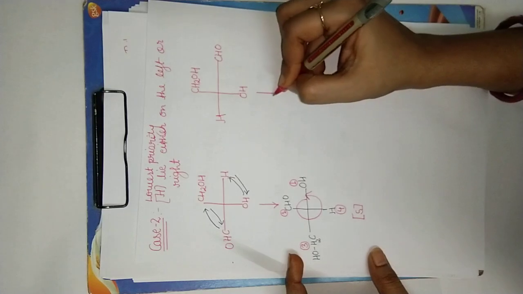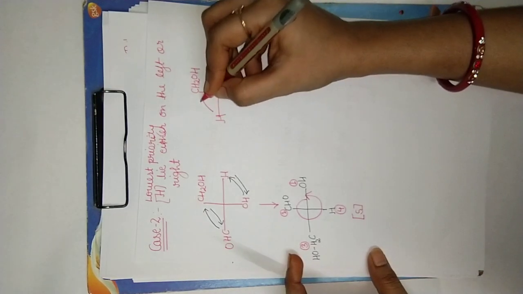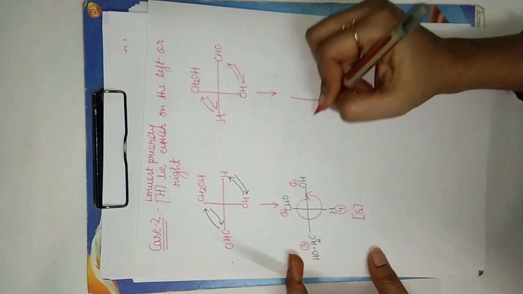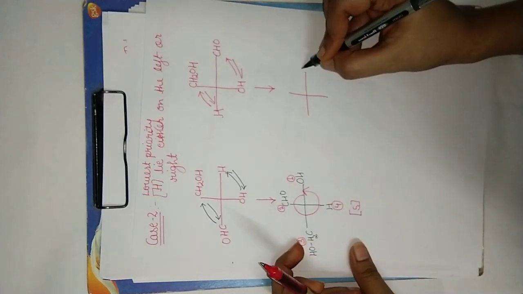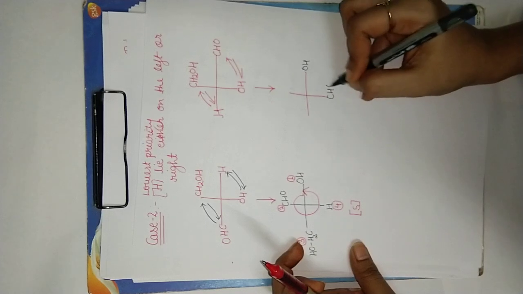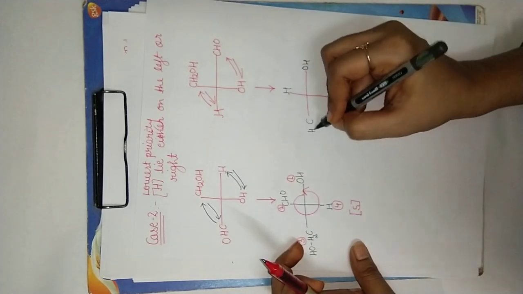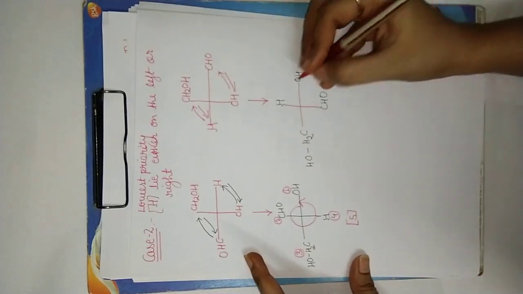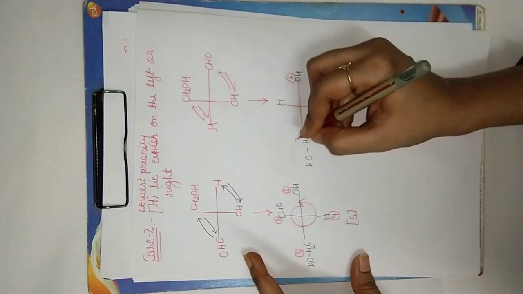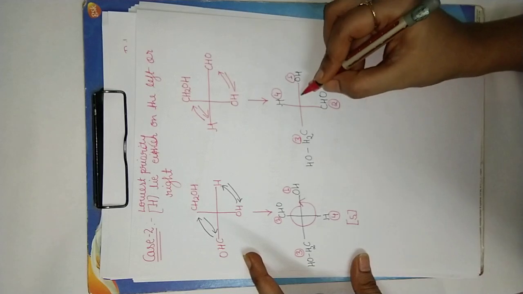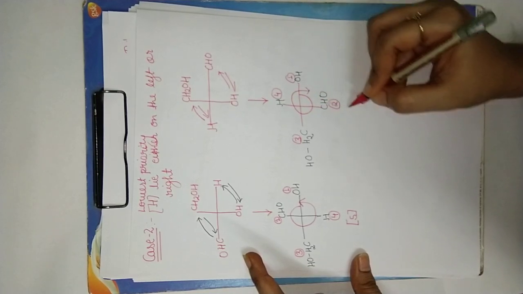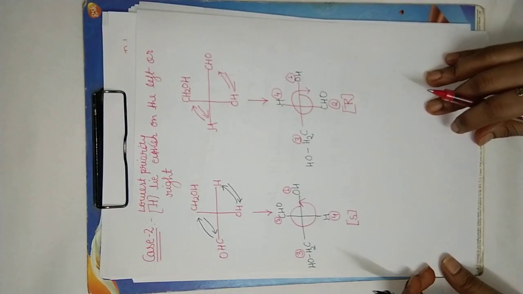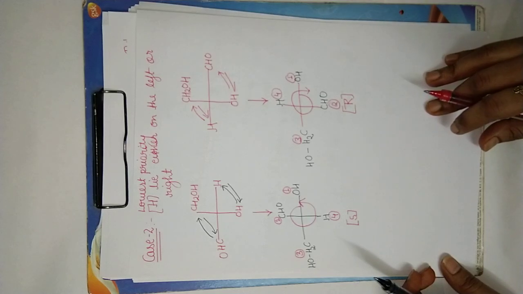And in case of this, if the H is on the left, move the compound. What will happen? OH, CHOH, CH2OH. Give the priority: first priority, second priority, third priority, fourth priority, and 1, 2, 3 like this. This is the R nomenclature. Okay students, this is case 2, when the lowest priority lies either on the left or on the right.